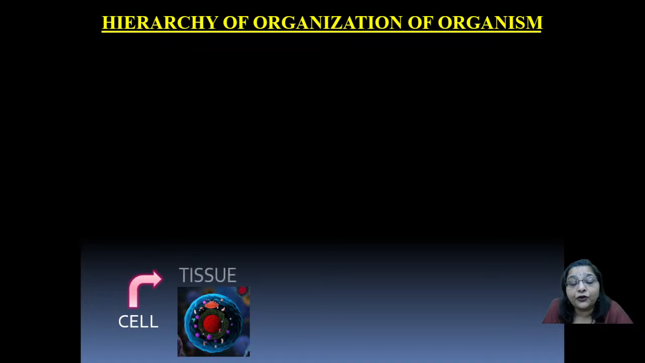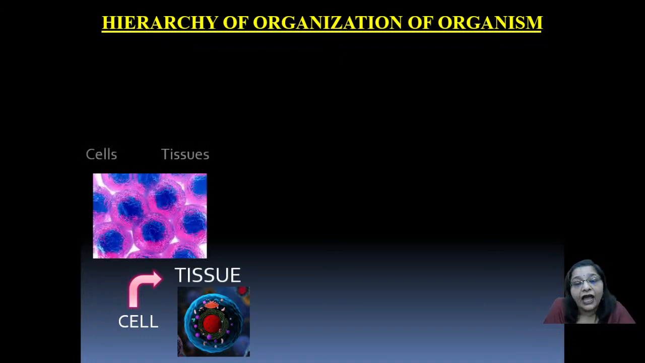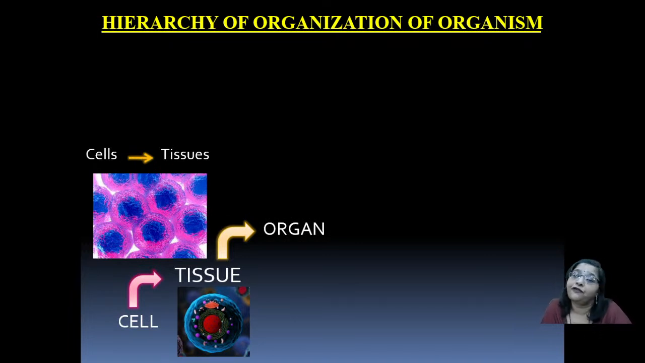When cells are grouped together, they form what is called tissues, right? That is, different types of cells form different types of tissues, okay, to perform different functions. Accordingly, the tissues are also grouped together. Different types of tissues are grouped together to form what are called organs.